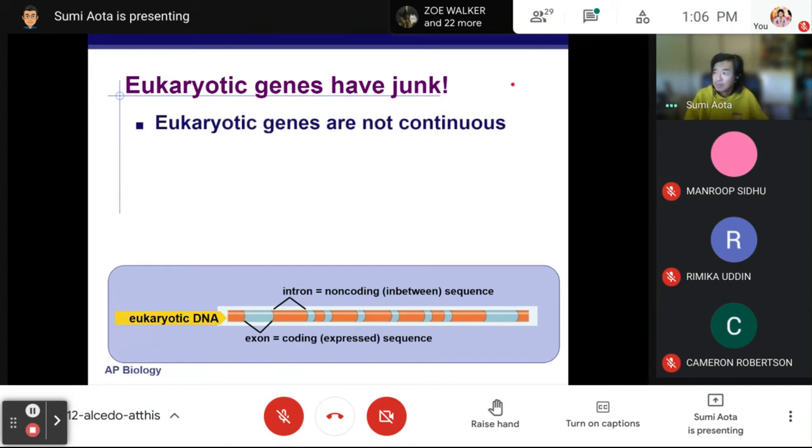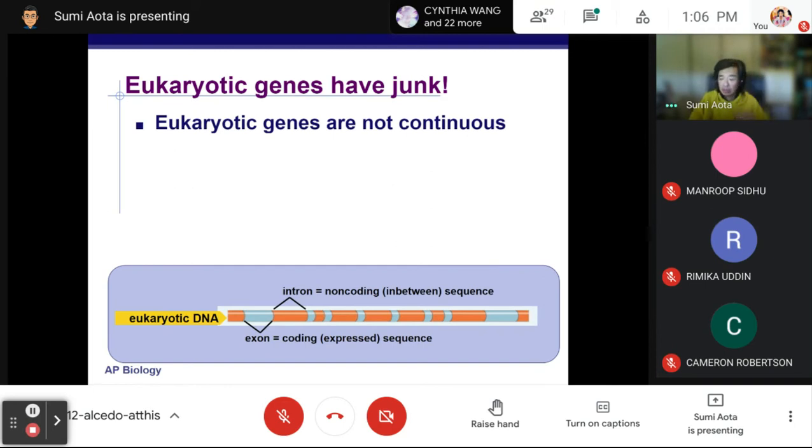So by eukaryotic genes have junk, I mean that eukaryotic genes are not continuous. In prokaryotes, if you have a section of gene, then that whole gene is continuous. Start to end, you read the whole thing, and the whole thing is a gene. It'll make up one protein product.